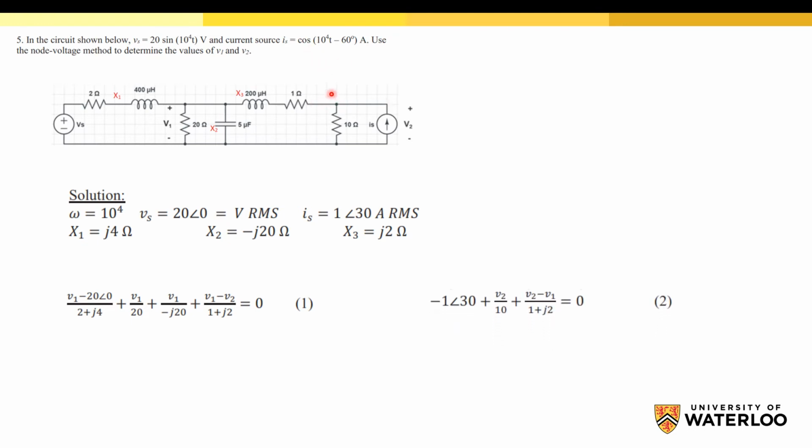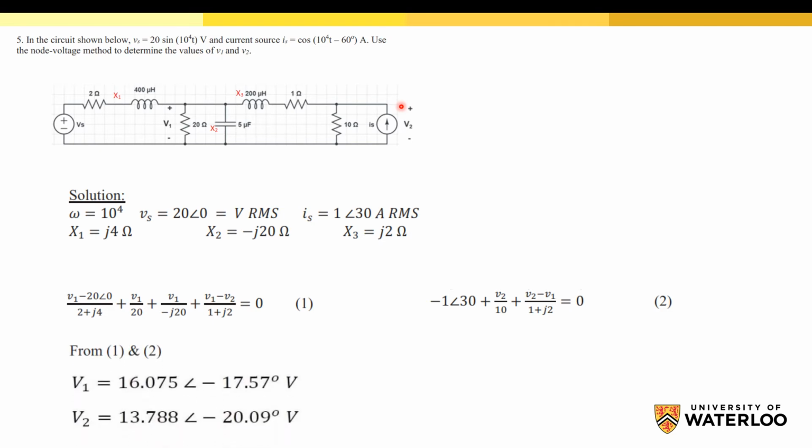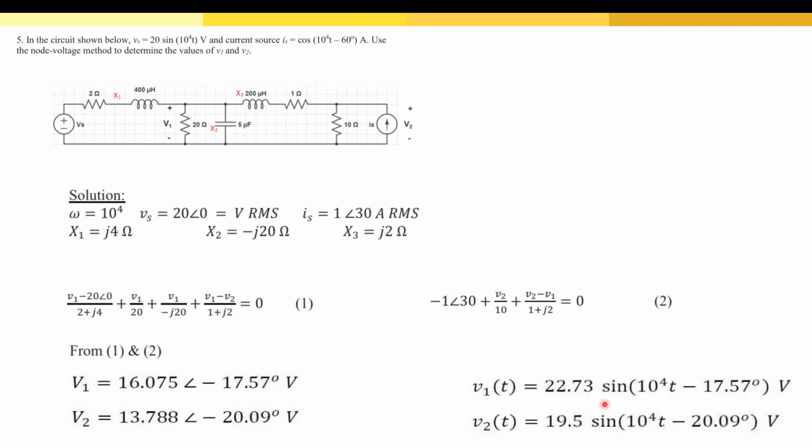So it will be V2 minus V1 over 1 plus x3, and then V2 minus 0 over 10, and finally negative is. So now we have two equations, and we can solve these two equations to calculate V1 and V2. But because the given is the voltage and the current in the time domain, we should represent these values in the time domain also. So this will be the value for V1 and V2.